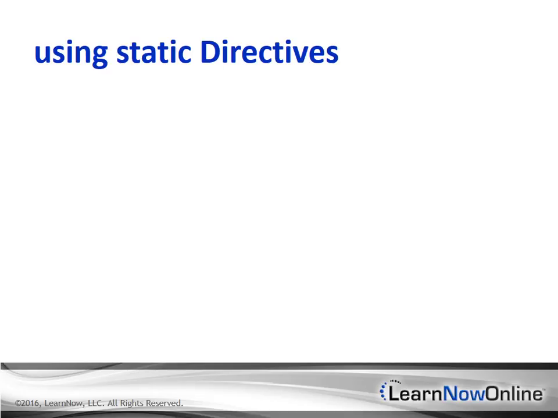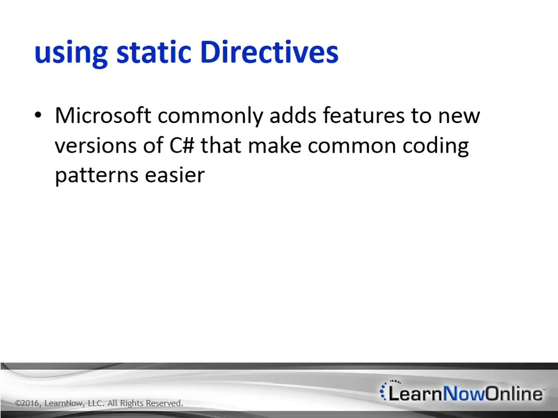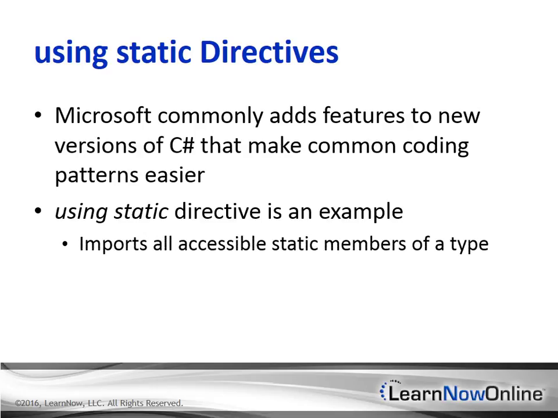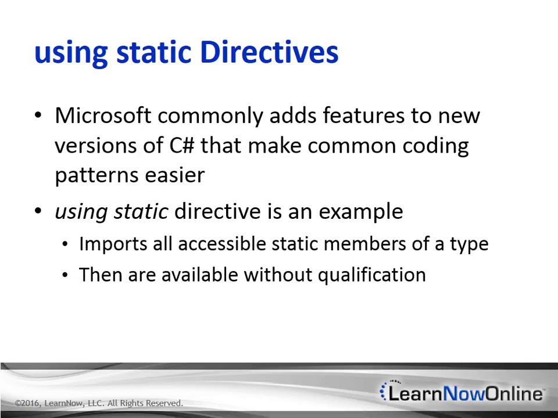Okay, so let's switch gears a little bit. Still going to talk about static stuff, but there's this thing called a using static directive. Now, in each new version of C#, Microsoft often adds features that make using common coding patterns easier, resulting in simpler, cleaner code that you have to write to implement the same sort of feature. One example of that kind of addition to the language is the using static directive. This lets you import all of the accessible static members of a type. This makes all of those members available without qualification in the code file where you include the statement.